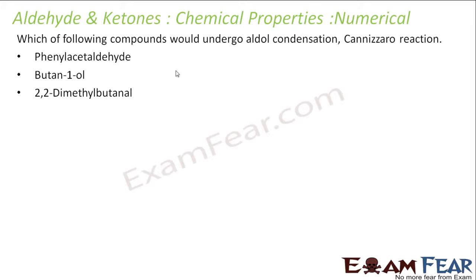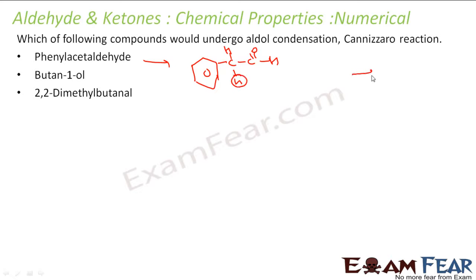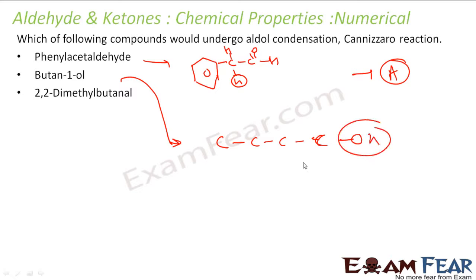Next is phenylacetaldehyde. My phenylacetaldehyde. Alpha hydrogen? Yes. Correct? So it will go for aldol condensation. The next is butanol. 1, 2, 3, 4. Alcohol. Alcohol will not go for aldol condensation. It will not go for Cannizzaro reaction also. Why? Because only aldehydes and ketones go for aldol condensation or Cannizzaro reaction.